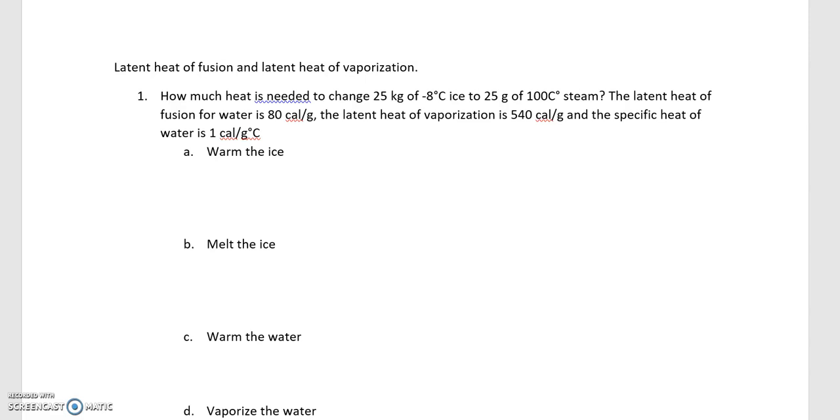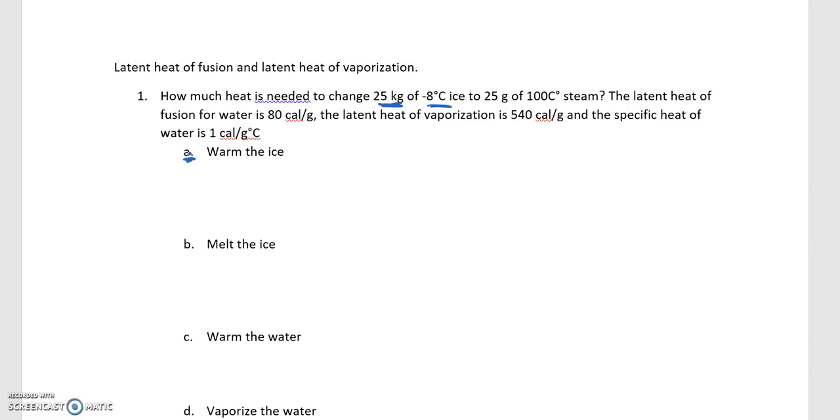And then I give you that the latent heat of fusion for water is 80 calories per gram. The latent heat of vaporization is 540 calories per gram. And the specific heat of water is 1 calorie per gram degree Celsius. So we have quite a few different things going on here. Notice that we are starting with 25 kilograms of ice that's at negative 8 degrees Celsius. So our ice is not going to immediately start to melt because our melting point isn't until 0 degrees Celsius. So first thing that we're going to end up doing is we have to warm the ice.